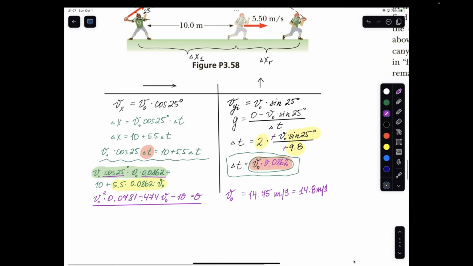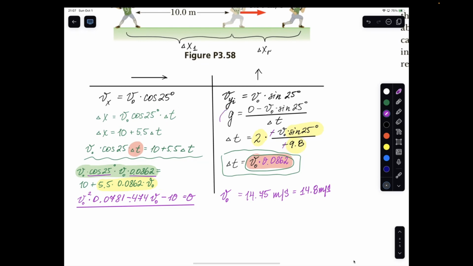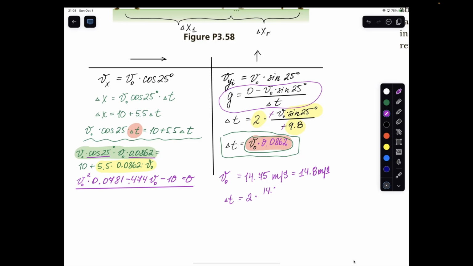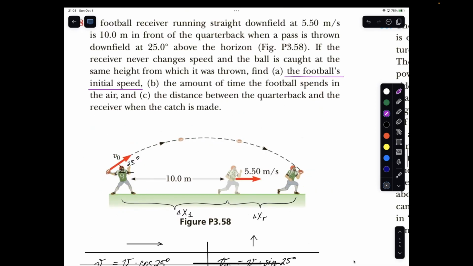The amount of time the football spends in the air. You know, the easiest would be to put this in play. V initial 14.8 times sine of 25, all divided by 9.8. Grab your calc and plug it in. Gets me 1.27, well, actually 1.28 seconds. And again, that is the total time. So that's B, the amount of time the football spends in the air.